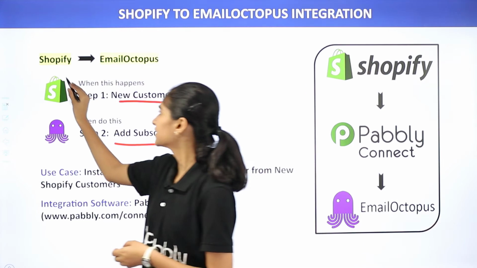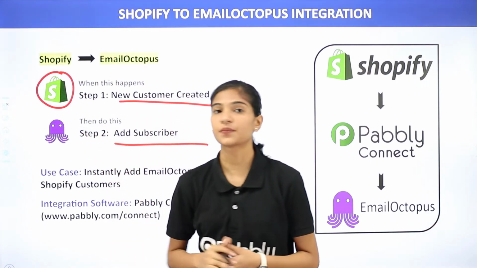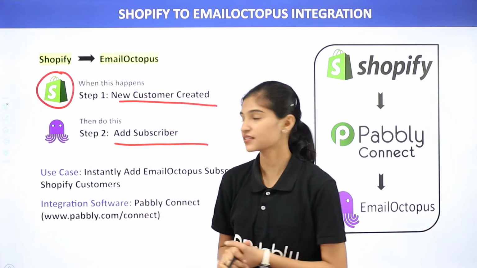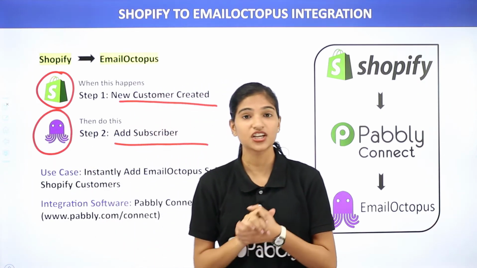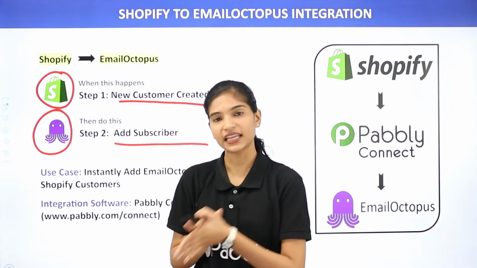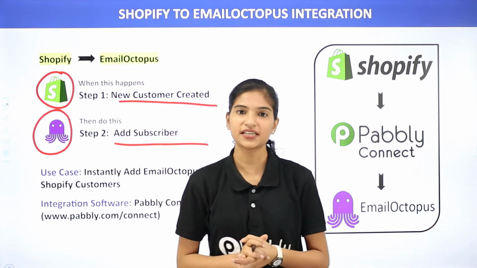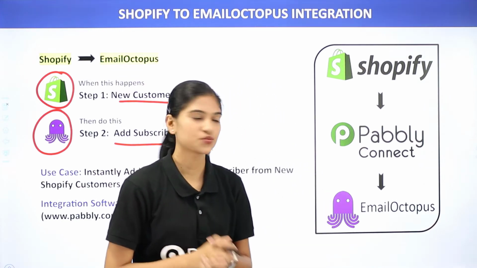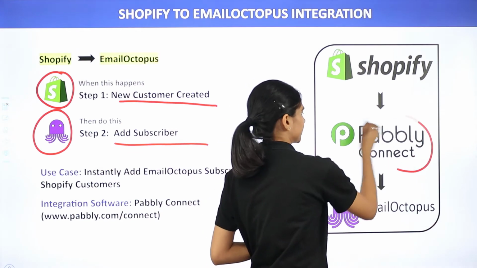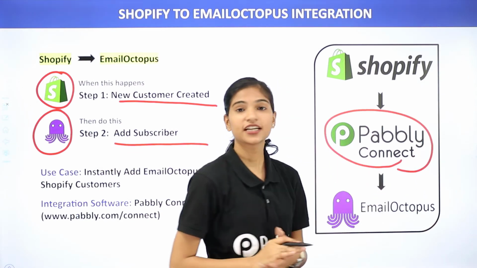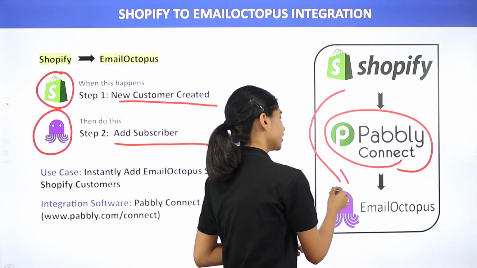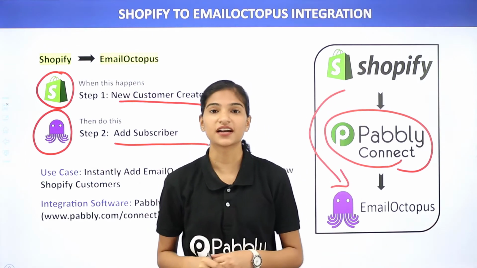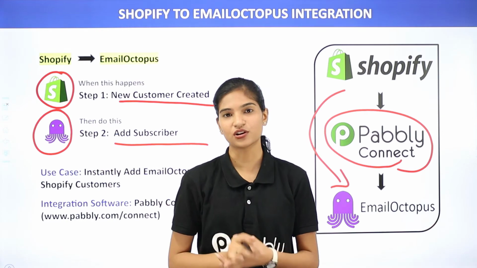So Shopify is an e-commerce platform where you can set up your online store and sell your products, whereas Email Octopus is an email marketing software. The issue here is that Shopify and Email Octopus don't have any integration between them, and that is why we are going to use Pabbly Connect. So this Pabbly Connect is an integration software with the help of which you can transfer data from Shopify to Email Octopus. The best part here is you don't require any knowledge of coding.